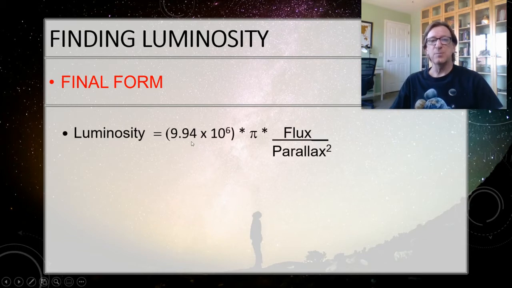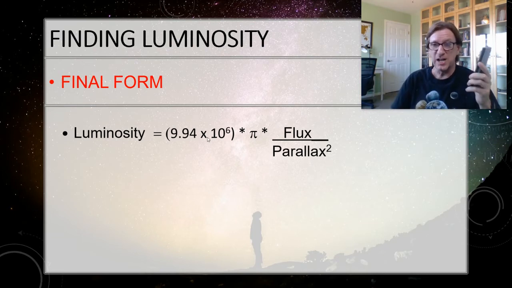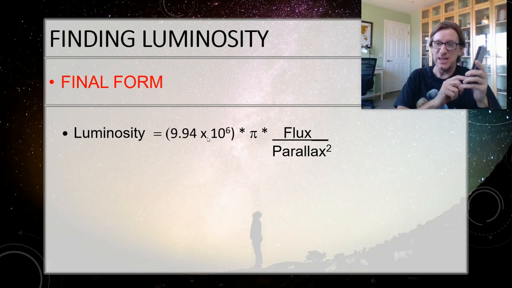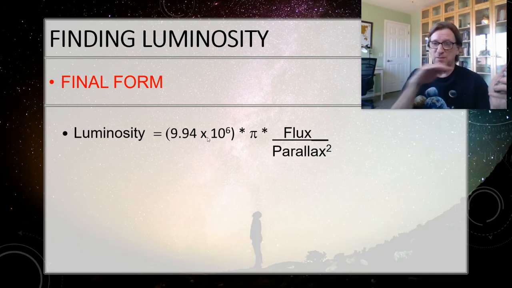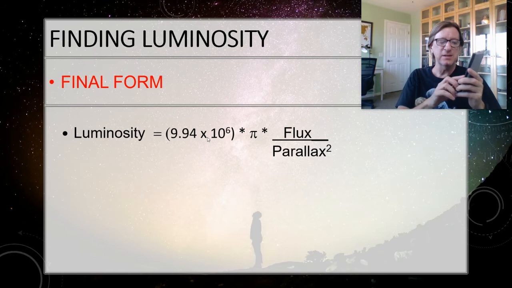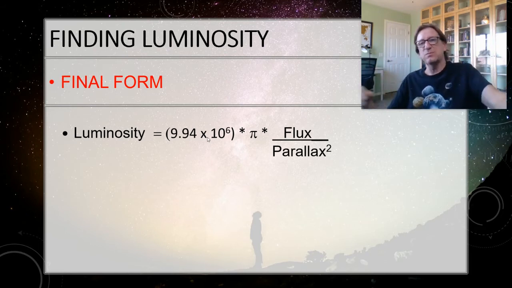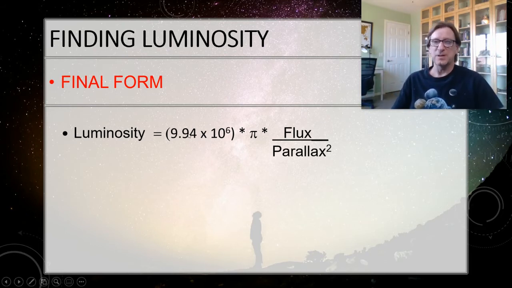Its luminosity is 9.94 times 10 to the 6th times pi. If you have a pi button on your calculator, use it. Otherwise, you can just use 3.14, and that's fine. Times flux divided by the parallax squared. Now, real important that you remember, whenever you put in 9.94 times 10 to the 6th, you are not going to put it in as 9.94 times 10 raised to the 6th. Never, never, never. Always put that in as 9.94 EE6, and then times pi times the flux in watts per square meter and divided by the parallax squared.